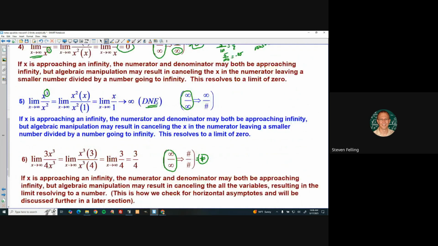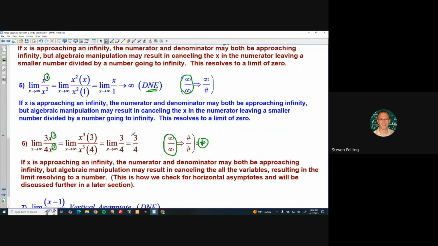And if they're both approaching infinity at roughly the same speed, because they have the same degree, then it could be approaching a number. Okay, so a little bit more about that later on.